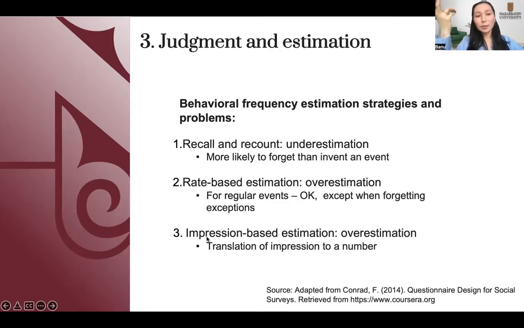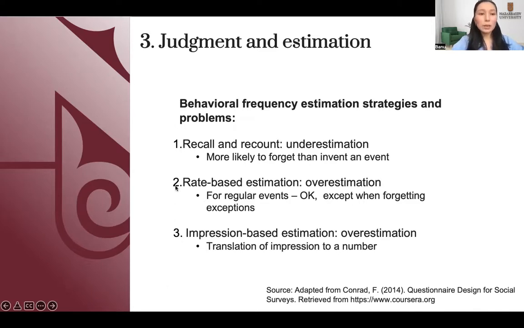The second strategy is rate-based estimation. So when you think you engaged in this activity a certain number of times a week, and you multiply it to get the overall number. This usually leads to overestimation, because, of course, for very regular and frequent activities it is okay, but people tend to forget about exceptional cases when the behavior didn't happen.